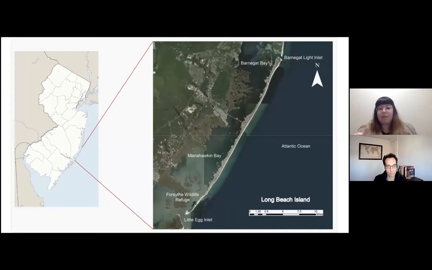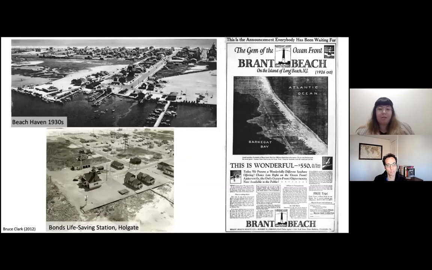It's bounded by Barnegat Light Inlet to the north, the Atlantic Ocean to the east, Little Egg Inlet to the south, and then Barnegat Bay / Manahawkin Bay to the west. There's also the Forsythe National Wildlife Refuge, which occupies the southern portion of LBI and into the bay, which is national land and is undeveloped. And so overall, LBI has quite a lot of people living on it, especially seasonally, and it's composed of 6 separate municipalities.